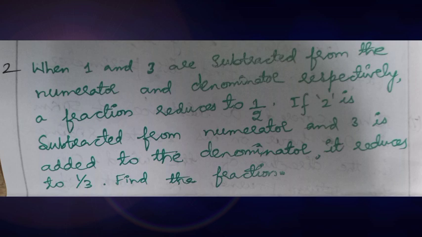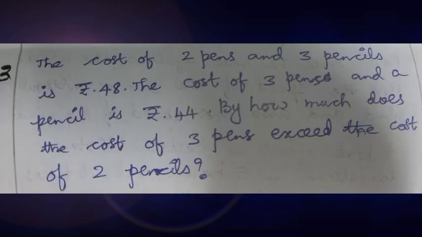Next, coming to the second one: when 1 and 3 are subtracted from the numerator and denominator respectively, a fraction reduces to 1 by 2. If 2 is subtracted from the numerator and 3 is added to the denominator, it reduces to 1 by 3. Find the fraction. We have to determine the fraction with the given conditions. Let the fraction be p by q. We are going to get two equations, and later we have to solve them by appropriate methods, the elimination method or the substitution method.